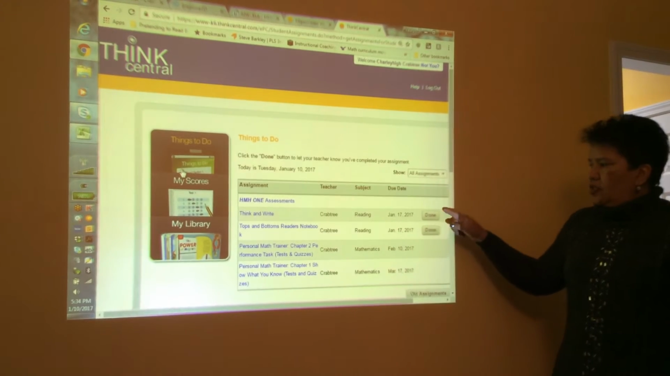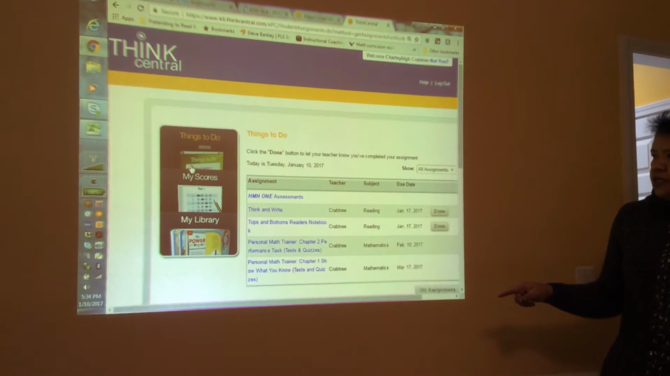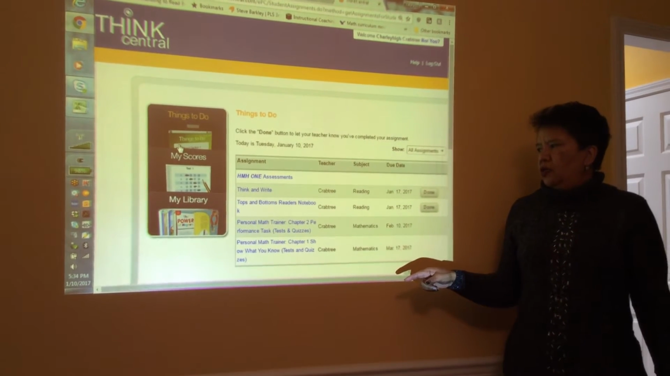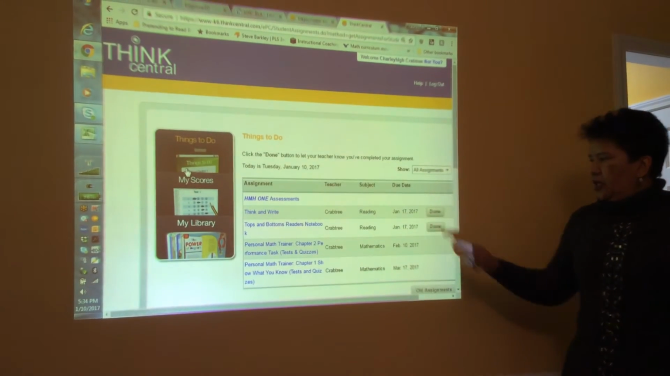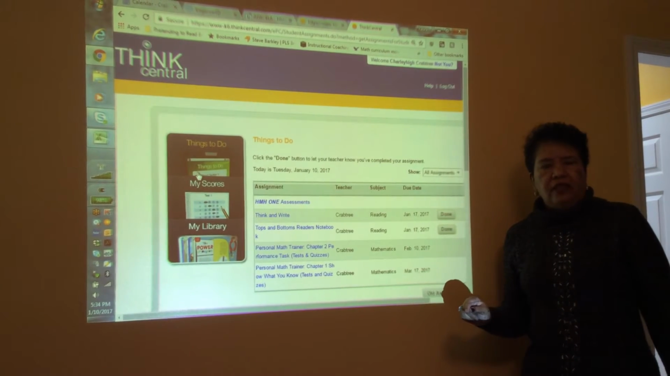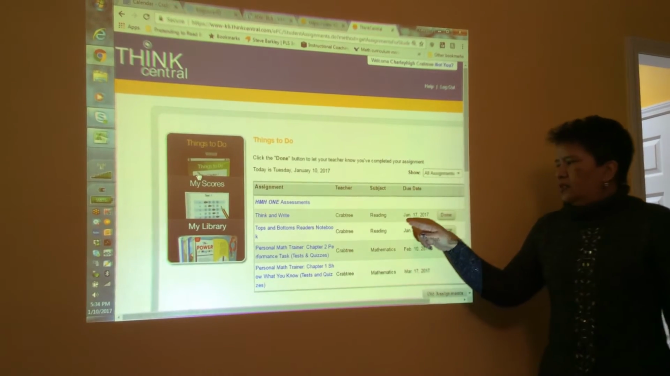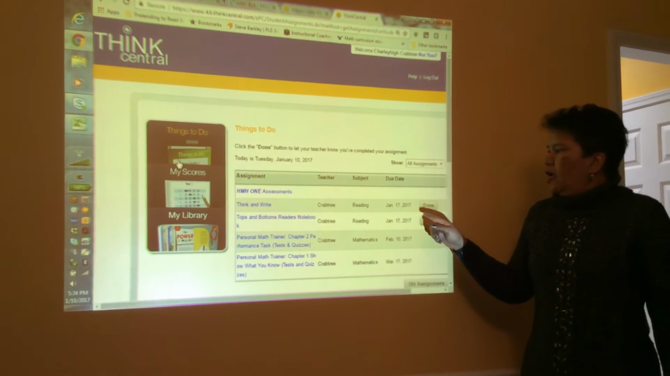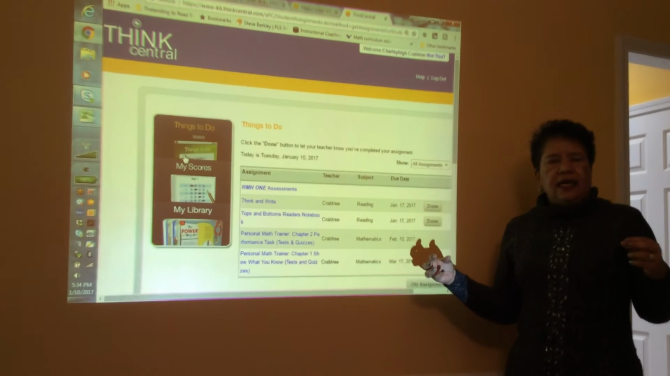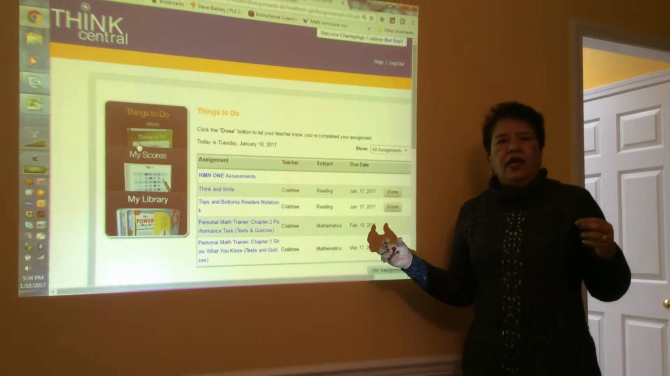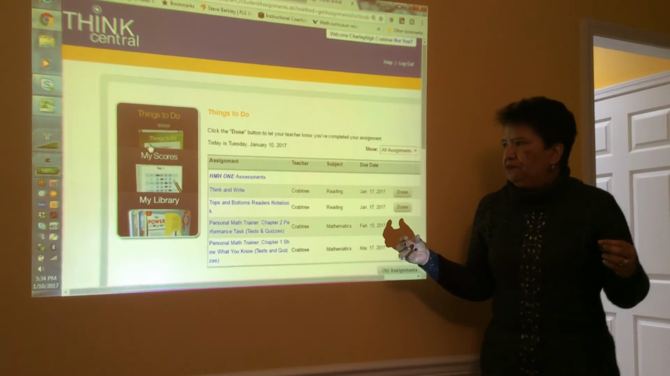You can see that he has two Journeys assignments, Think and Write, and Tops and Bottoms Reader Notebook, that are due on January 17th. Those assignments were made today, and the default date for assignments is 1 week from the day that it is made. However, if you would like to extend an assignment and give a longer period of time for the student to complete it, you can do that while making the assignment.